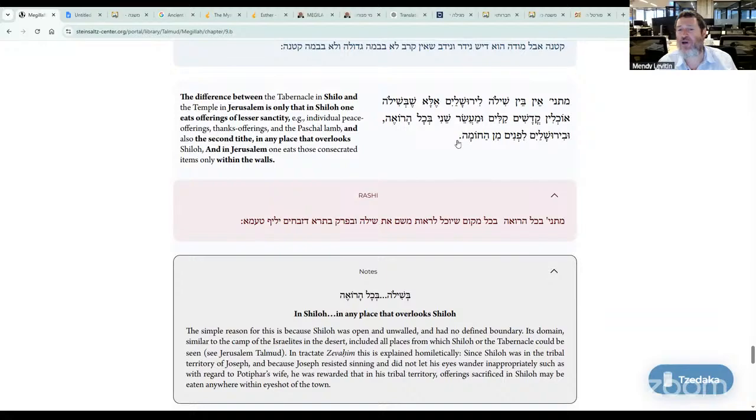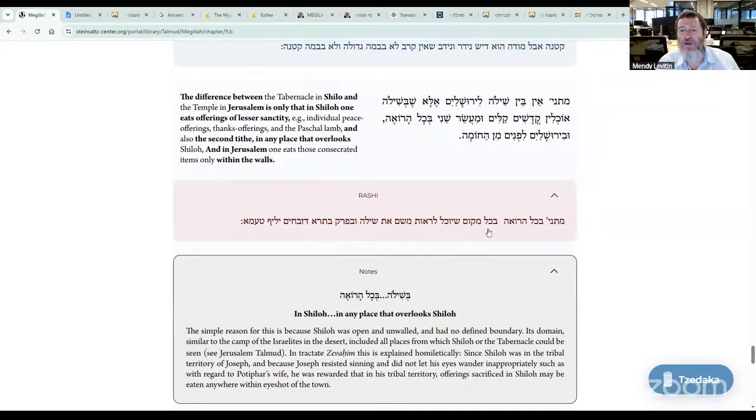In Shiloh, as long as you could see the tabernacle, you could see it from a distance, then you could eat the less sanctified sacrifices and the second tithings. There's no boundary, so to say. The limit is what you could see. If you see the tabernacle, you could eat it. Jerusalem, it has to be within the walls. Outside the walls, you can't eat second tithings, and you can't eat less sanctified sacrifices.